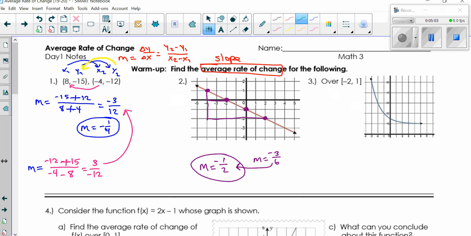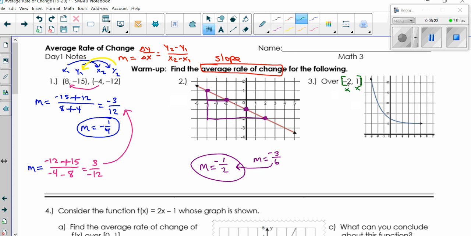And last one over here. This one over here, it didn't matter which points I chose because this was a constant rate of change. It was linear. Over here, I have to specifically use the points that I'm told. Remember, this is an interval. Notice they're brackets, not parentheses. Those are both x values. So that's an x, and this is an x as well.